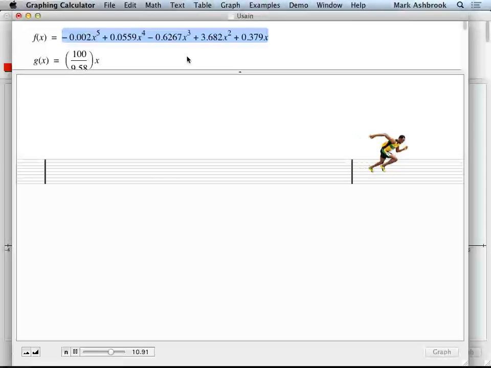Now I'm graphing his distance as a function of time, right? His distance from the start line and his time. So I'm trying to make time as close to actual seconds as I can as it goes. At 9.58, he crosses the finish line. Boom. And then he's just the athlete that he is, so he can do it over and over again.